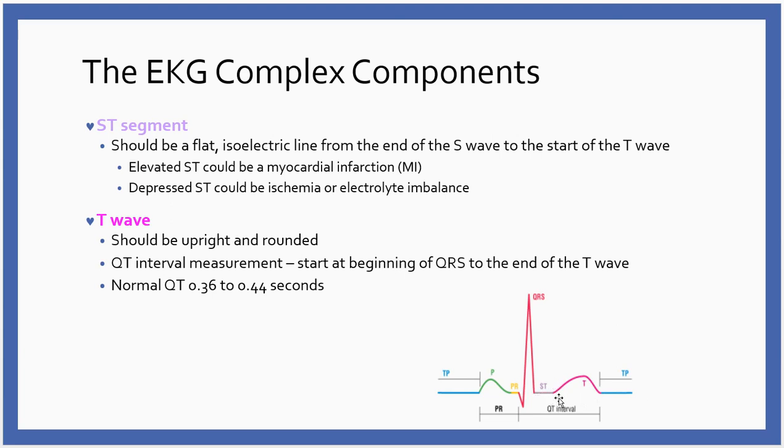Then the last waveform we should see is what's called the T wave. A T wave should be like this. It should be upright and rounded. It shouldn't be flat. It shouldn't be tall and tented, and it shouldn't be upside down or inverted. So we want to see a nice upright and rounded T wave. What does the T wave represent? Ventricular repolarization.